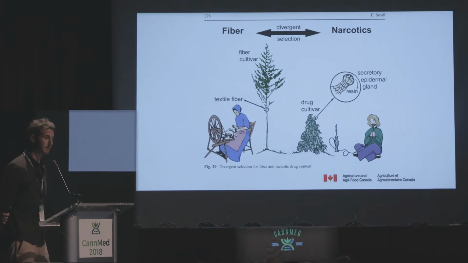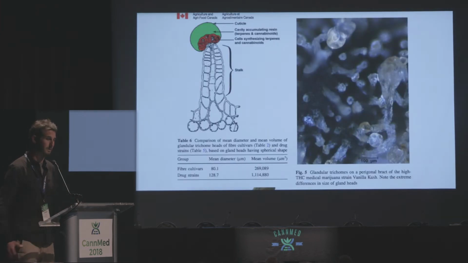And here's a paper from Ernie Small, who illustrates what this means. We have on the one side the fiber cultivars, and then we have the narcotic cultivars. The concept here is that there was divergent selection, selective pressures by the people who collected these plants and selected them for very different reasons, in broad categories of drug cultivars versus hemp cultivars.